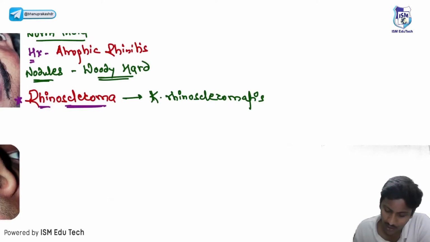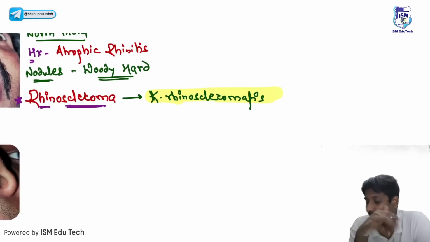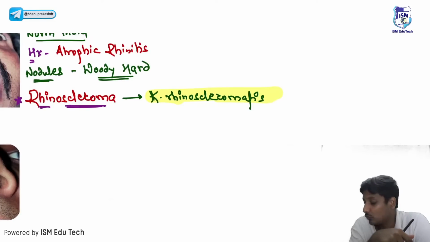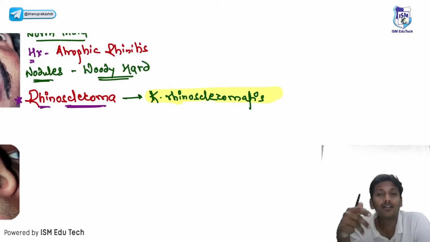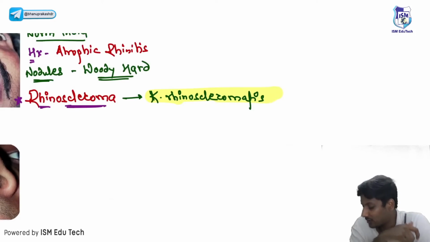So remember, Klebsiella rhinoscleromatis is the cause. It is the bacteria also known as Frisch bacillus, which is the cause of this condition. Rhinoscleroma has 3 stages. First stage is exactly like atrophic rhinitis. Second stage is this woody nose, where there will be granulomatous infection, and third stage there will be complete fibrosis of the nose. That is called the fibrosis stage.